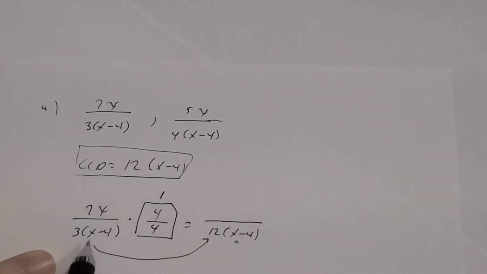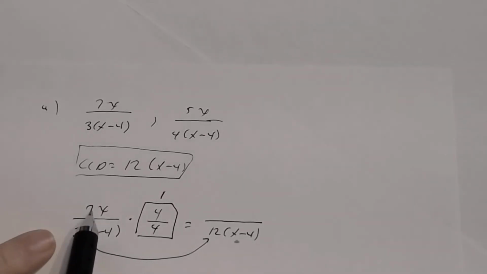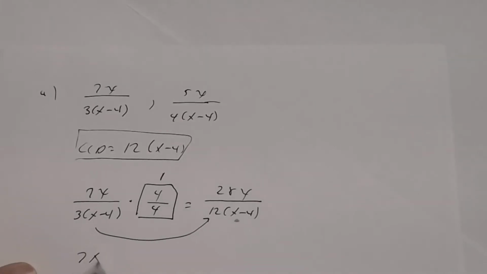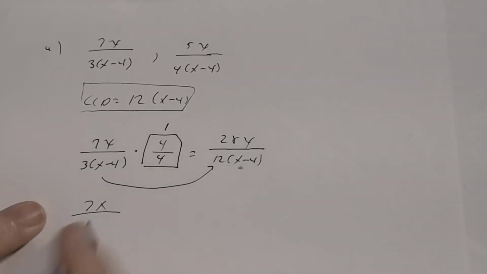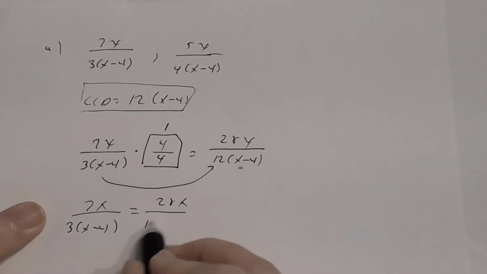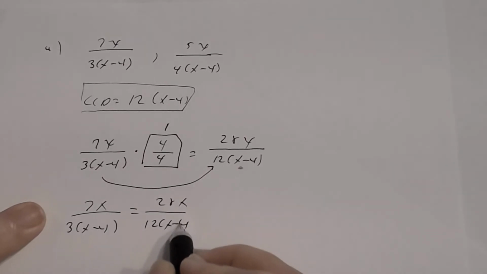Okay? So remember that's how you wrote equivalent fractions. You wrote equivalent fractions by multiplying by some expression equal to a 1 to get that back. So therefore 7x times 4 is 28x, and there's your answer. So 7x divided by 3 times x minus 4 is equivalent to this: 28x divided by 12 times x minus 4.